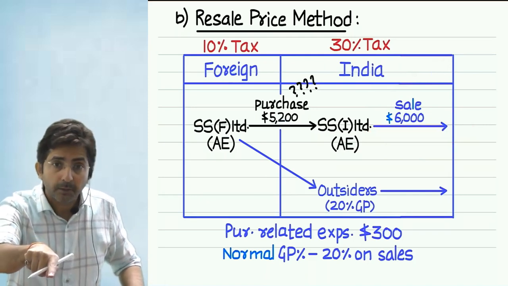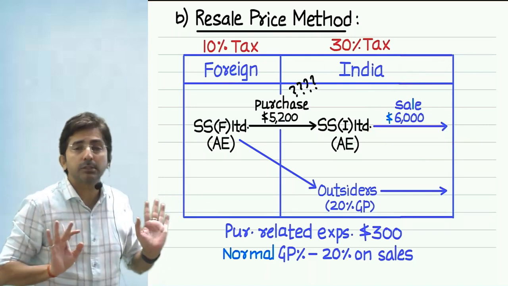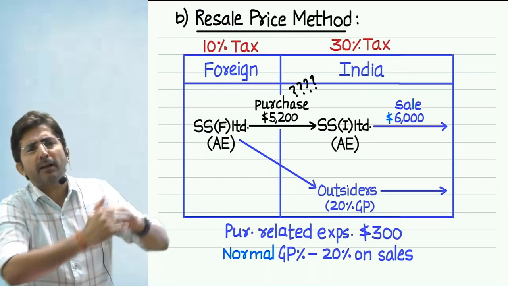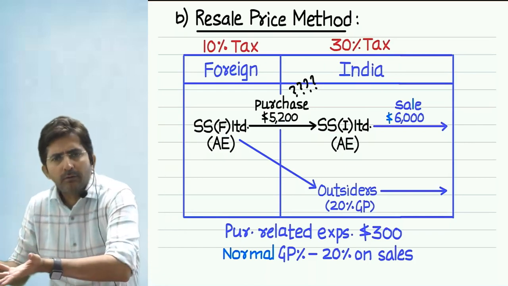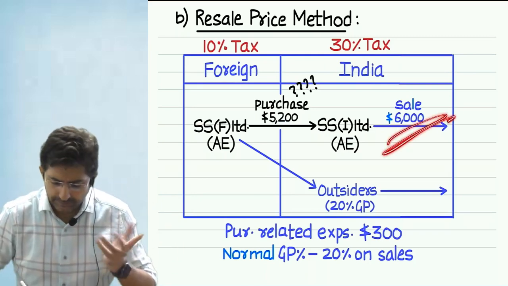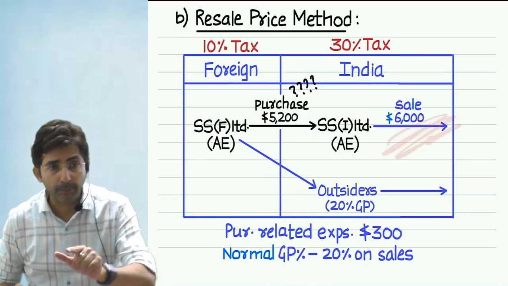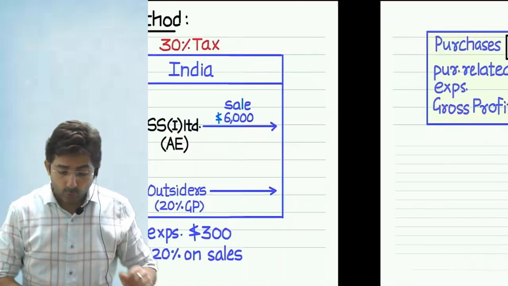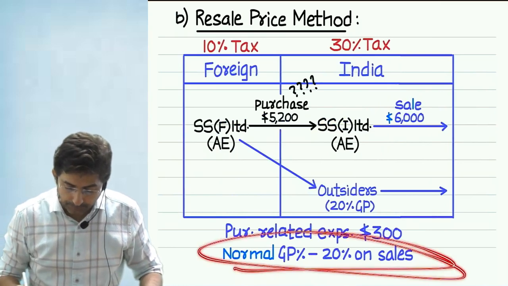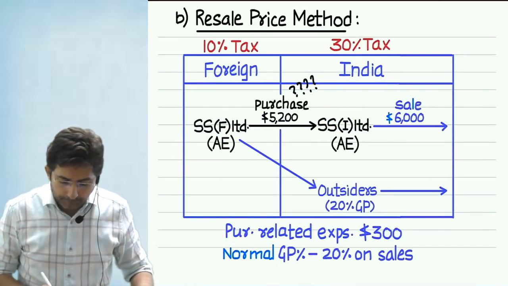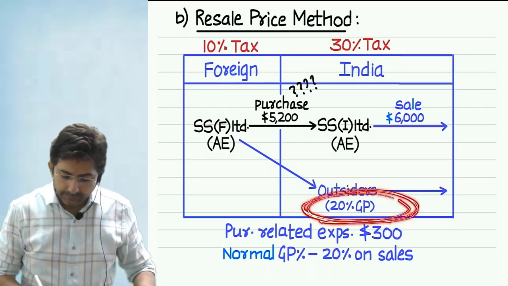Believe me, this will be given in the question. They will tell you the product which is imported from the foreign market is resold in the Indian market at such and such a price, like 6,000 in my example. This will be given. So this I have written on the trading account's credit side, and they have also given the GP percentage, and this GP percentage of 20%, even this is reliable.